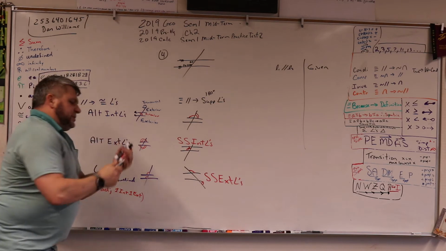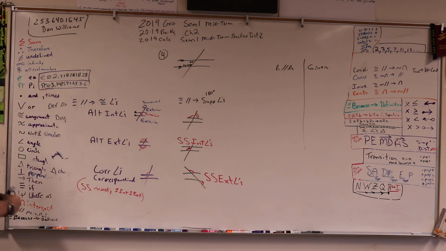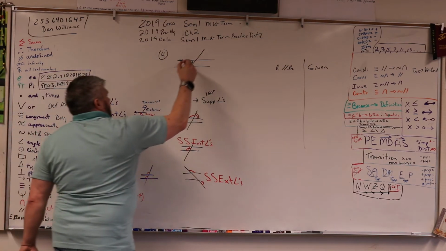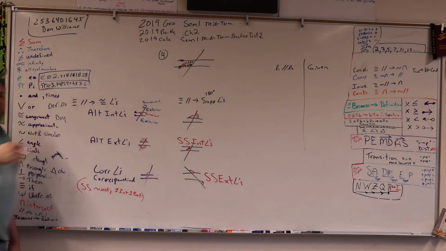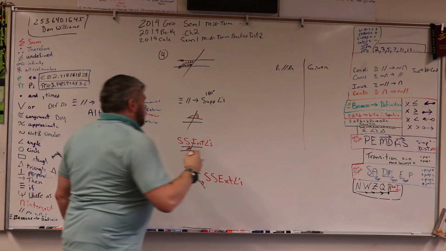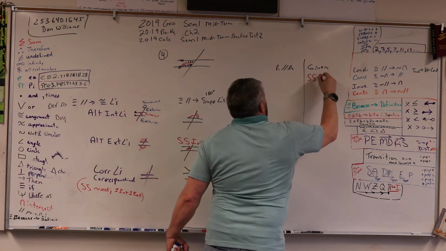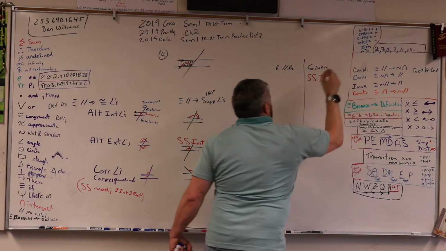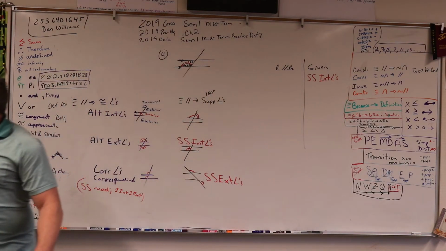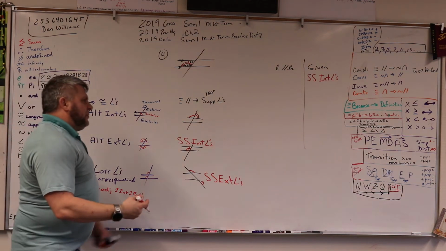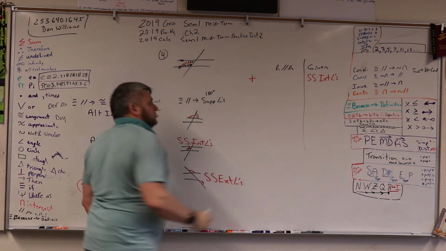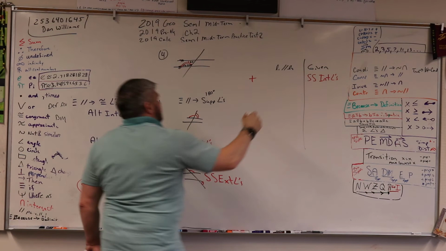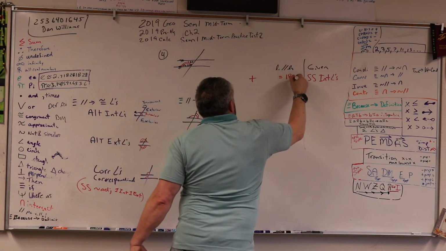So what is it about these two angles? They're on the same side, right? And so they are what? They're both interior or exterior? Interior. So they are same side interior angles. Which means what? They're equal? No. They're supplementary, which means they add to be what? They add to be 180 degrees.